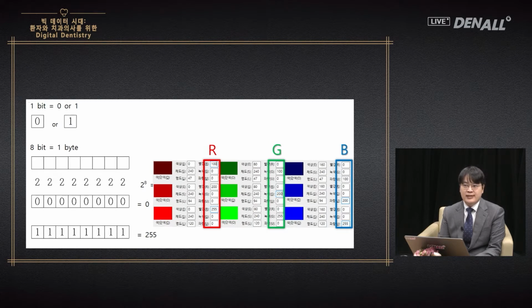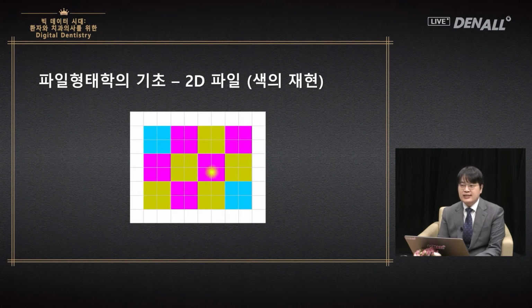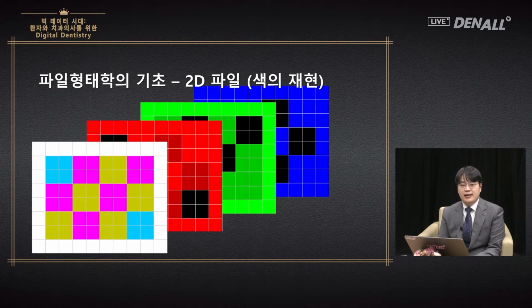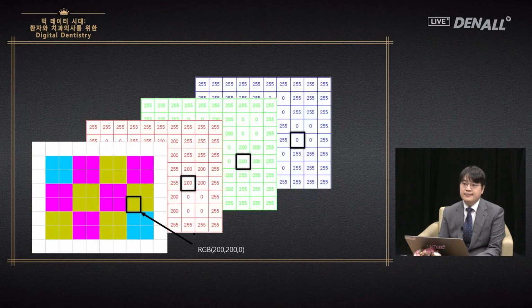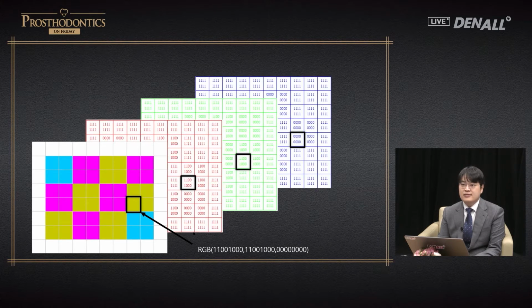Here, red, green, and blue have 256 levels of intensity. That means to represent a color, 8 bits, that means 1 byte, is used to represent 256 levels of colors. One little square is a pixel. In the computer, 1 pixel gets the color information from 3 layers of R, G, and B. So the pixel is represented by 200 red, 100 green, and 0 blue. So in terms of bits, R is 11001000 and the relevant numbers, and B all zeros.